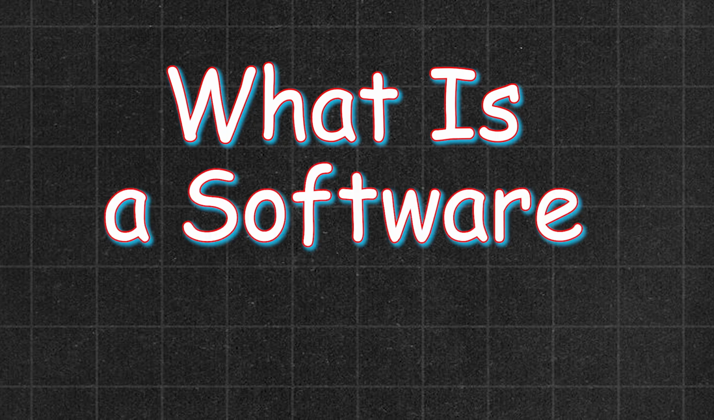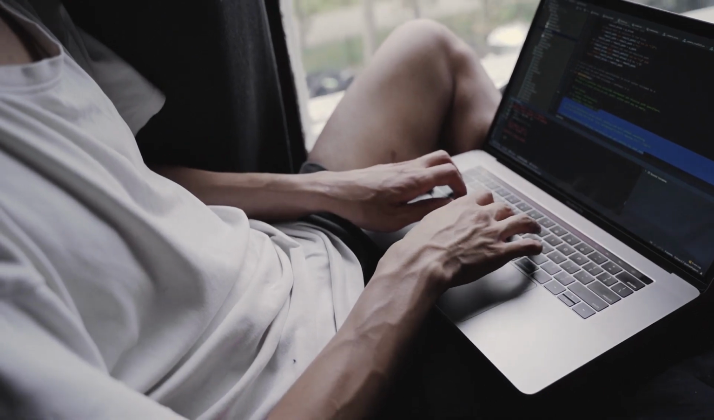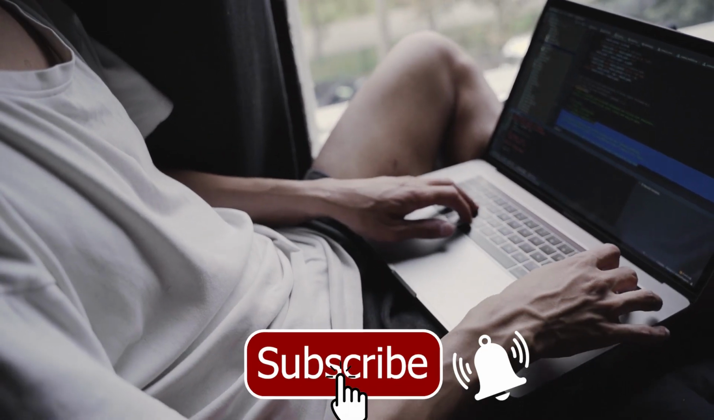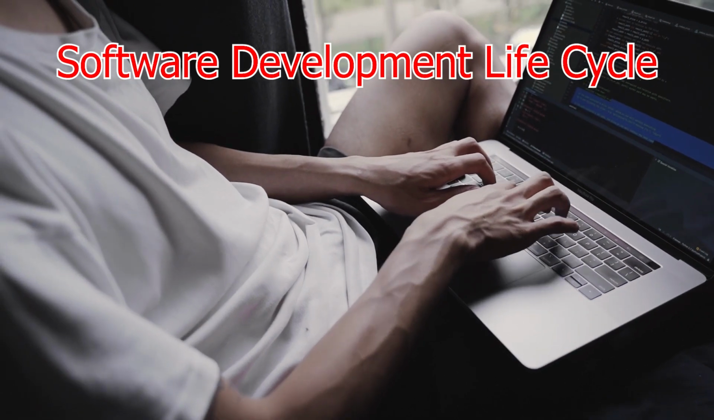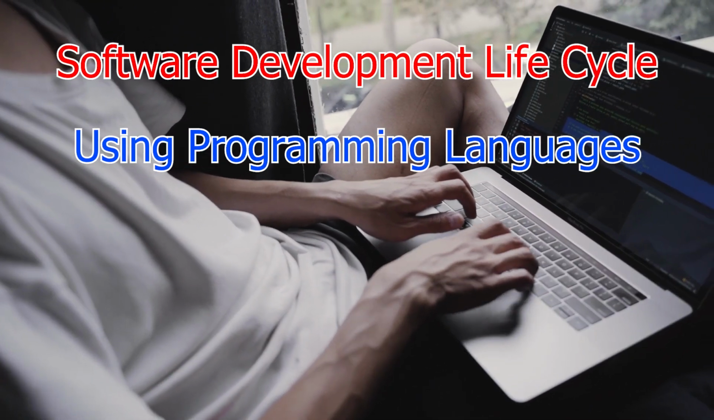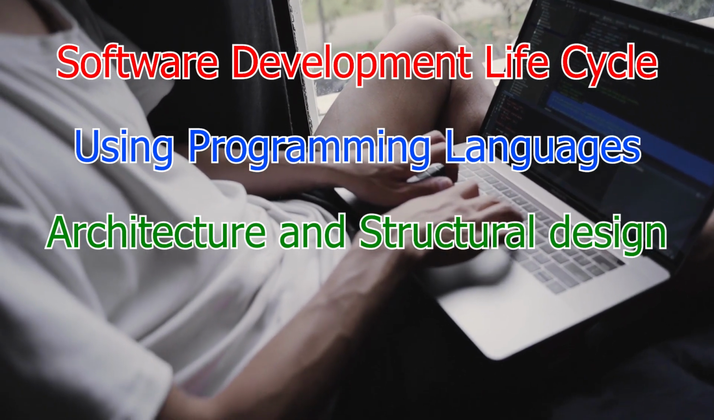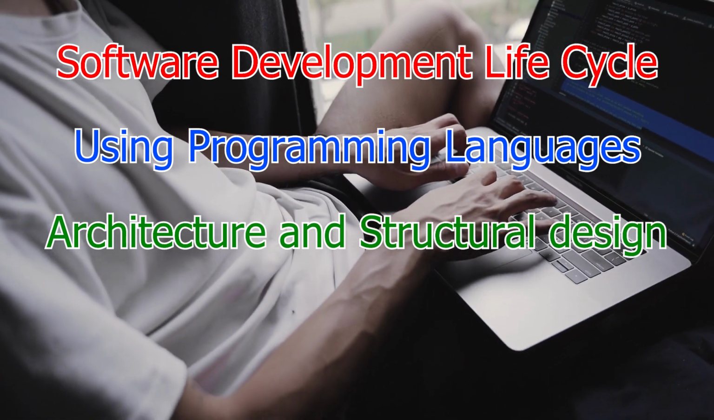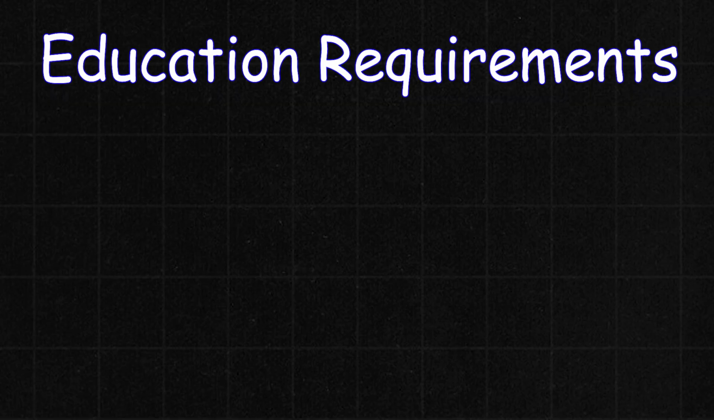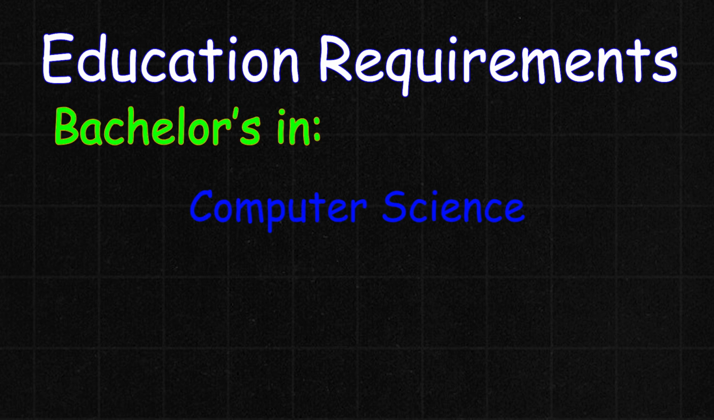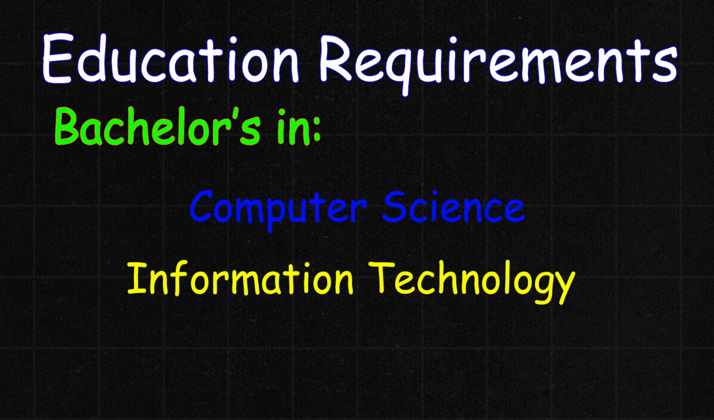What is a software engineer? Software engineers are often considered a type of software developer. They are involved in all stages of the software development lifecycle, using programming languages, architecture, and structural design to develop systems and software. The requirements of a software engineer: a bachelor's in computer science, information technology, or a related discipline is often preferred for software engineer roles.